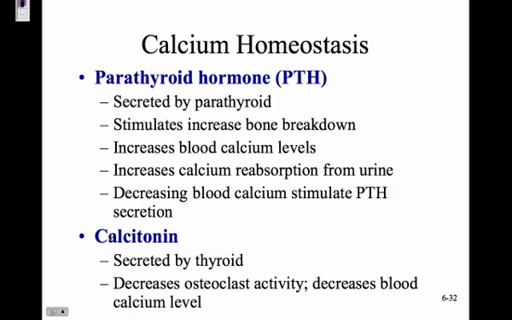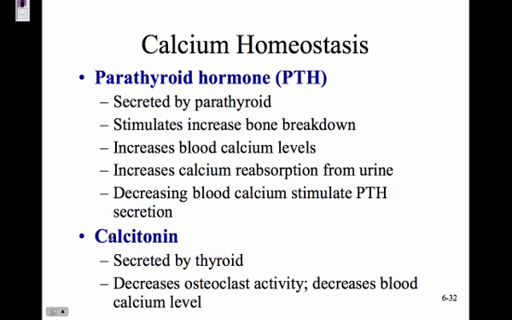So PTH stimulates the increase in bone breakdown. If the blood calcium level drops below a set point, remember when we talked about positive and negative feedback, there's a set point your body has. If it's dropped below that set point, it's going to have a negative feedback system where it's going to try to bring the calcium level back up, and it will do that by increasing the activity of osteoclasts. So the osteoclasts start breaking down bone more, and that releases the calcium from the bone into the bloodstream, which increases the calcium levels in the blood. It also will increase calcium reabsorption from the urine through the kidneys. It can also increase the calcium absorption in your intestines.